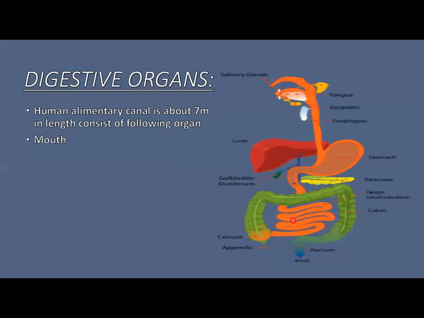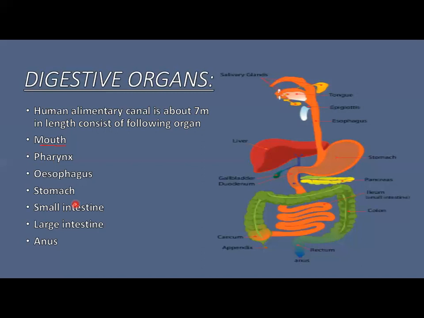The first part of the alimentary canal is the mouth. As you know, food enters our body through the mouth. Then the next part is the pharynx. The next one is the esophagus. These are all parts of the human alimentary canal. Then the stomach, the most famous one, where most of the digestion occurs. Then the small intestine, large intestine, and anus. These are some important parts of the human alimentary canal.